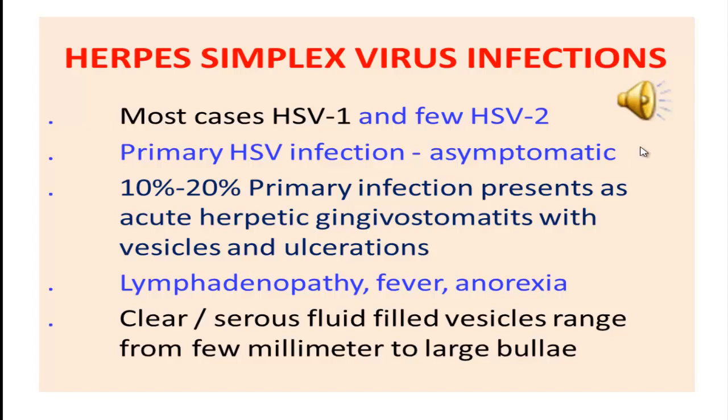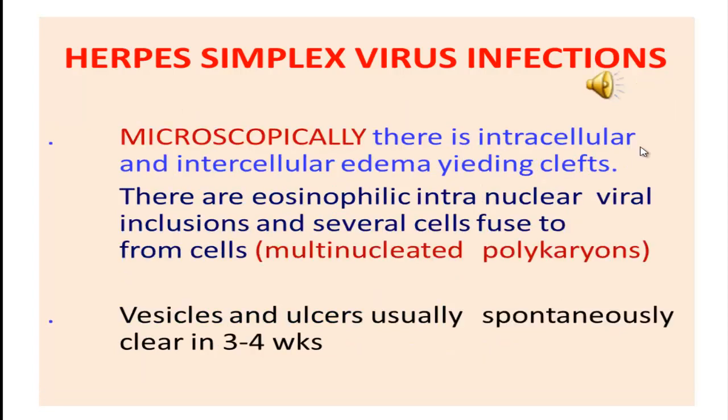About 10 to 20% of primary infections present as acute herpetic gingivostomatitis with vesicles and ulcerations in the oral cavity. The associated complaints and clinical features include lymphadenopathy, fever, anorexia, and irritability. On examination, clear serous fluid-filled vesicles are seen, ranging from a few millimeters to large bullae. The vesicles often rupture, leaving painful red-rimmed shallow ulcers.